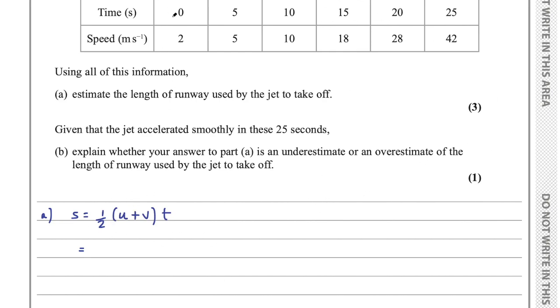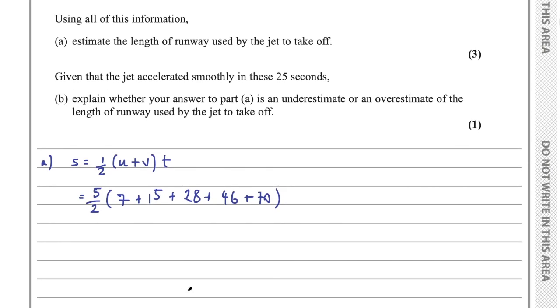Now, if I do that each time, I'm going to be multiplying each thing by 5 seconds. So you could do this for each one and add them up, or we could factorize the 5 out, factorize the half out, and in the brackets then, all we need to do is add up the speeds. So 2 plus 5 is 7, plus 5 plus 10 is 15, plus 10 plus 18 is 28, plus 18 plus 28, that's 46, and 28 plus 42, that's 70. Okay, now there are different ways to do this, but this is the approach I took.